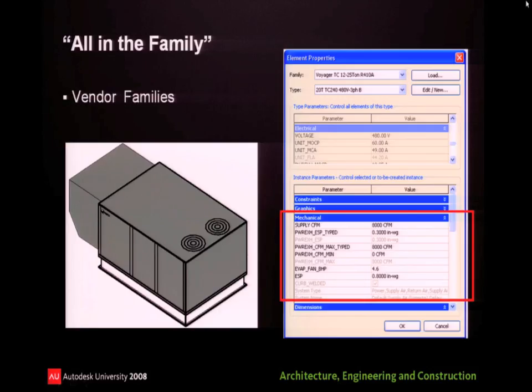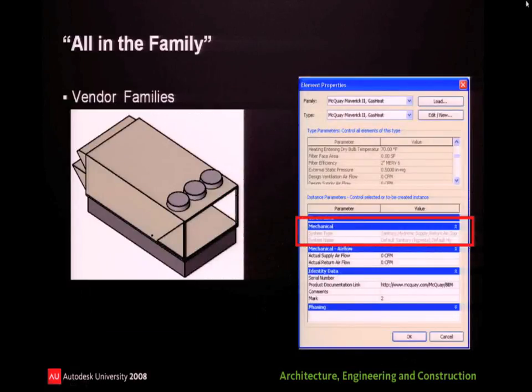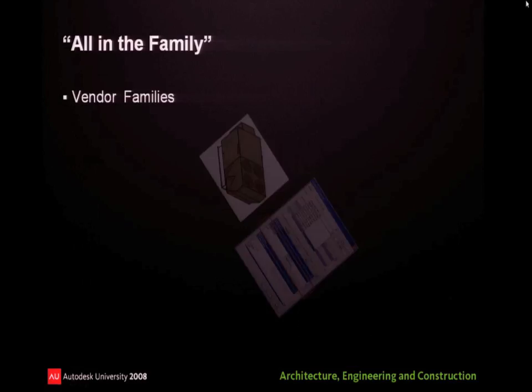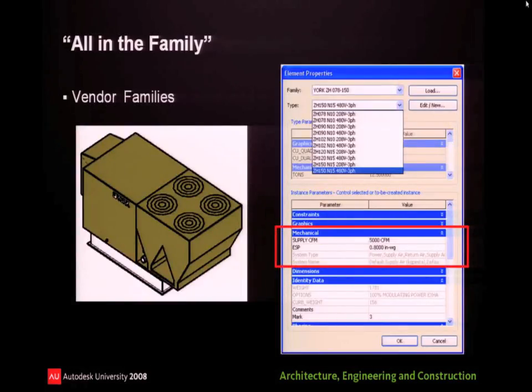There's not necessarily going to be right now a uniformity between what this is. Let me show an example here. For type A here, we've got supply CFM, power exhaust, external static pressure, and so forth under the category mechanical. The second vendor is a little different. Although the graphics look very similar, their category mechanical has different stuff here. And manufacturer C has even different stuff under the category mechanical, yet the box kind of looks similar.